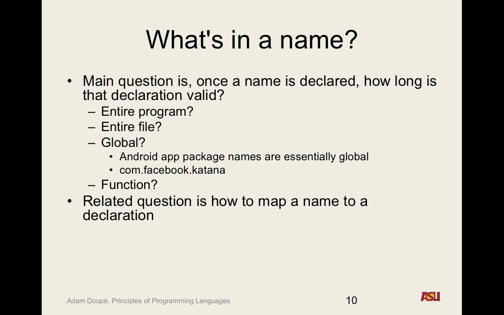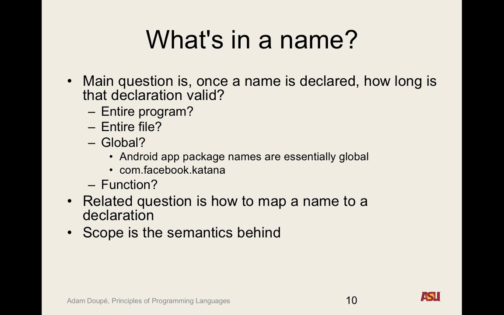The flip side of this question: one question is, when I declare a name, how long is that name valid for? That's one side of the equation. The flip side is, when I see a name in a program, how do I map that back to its declaration? So how do I resolve? This is called resolution, how to map a name back to a declaration.